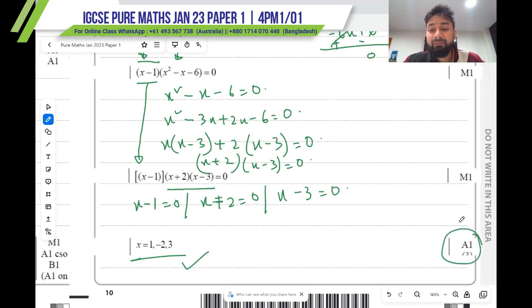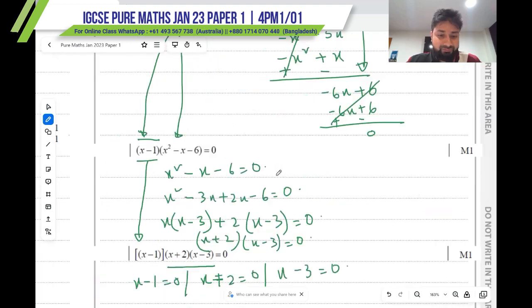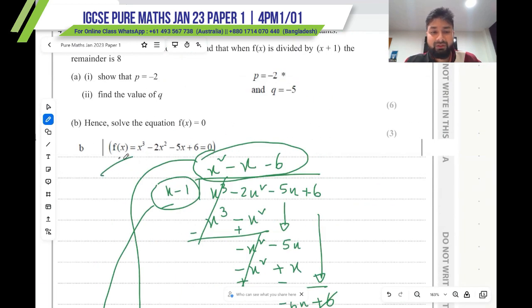So that's how you get 1 mark for accuracy and 1 mark for method before that as well. And 1 mark for this line. And also you have to start the question by substituting the values of p and q.